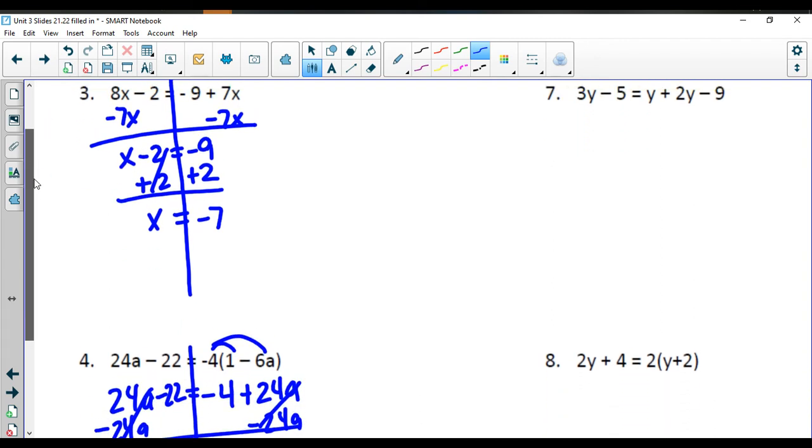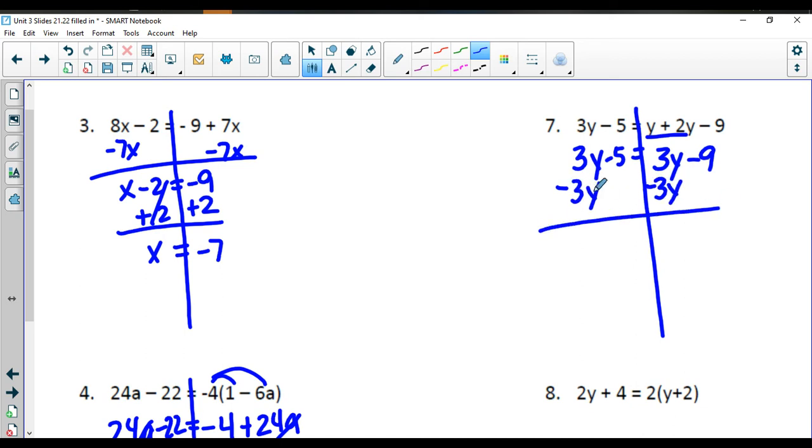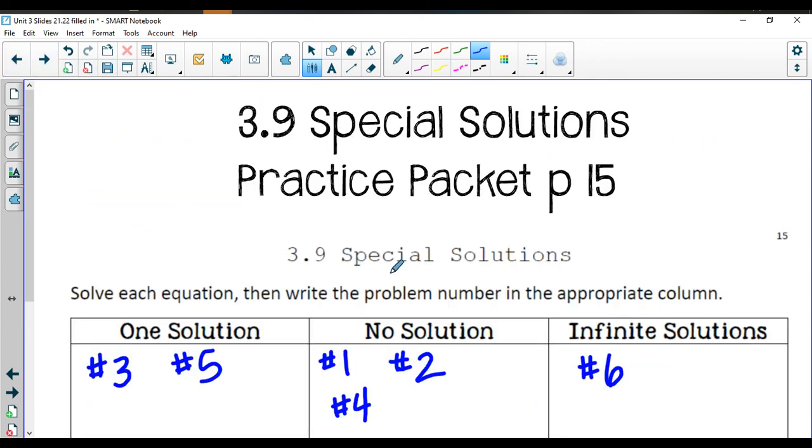Finishing up here, we have 7 and 8 to do. So for number 7, I'm going to leave this on the left side. On the right side, combining my like terms. Notice the 3 y's on both sides, so I'm going to subtract them, which will cancel them out. So I'm left with -5 equals -9, which is untrue. So this is a no solution situation. So for number 7, that'll go under no solution.